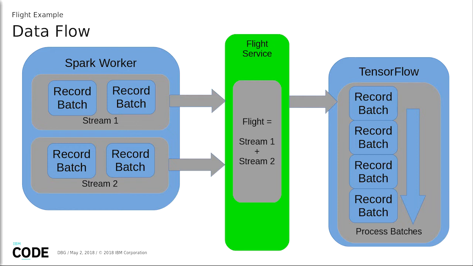Now the TensorFlow client will come along and say, hey, I'm interested in all this rad Spark data you have. Tell me how to get it. So it gets this flight info back that has a list of endpoints and tickets, 2 tickets, 1 for each of these streams. So it gets the first stream and starts requesting Arrow record batches, and will iterate through all 4 record batches while it's processing.